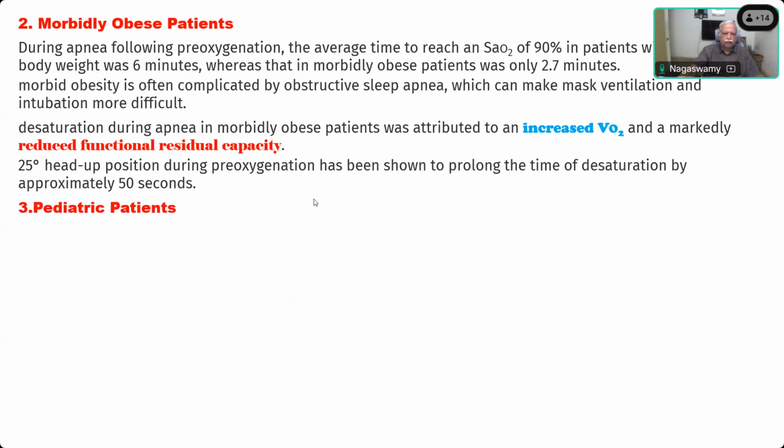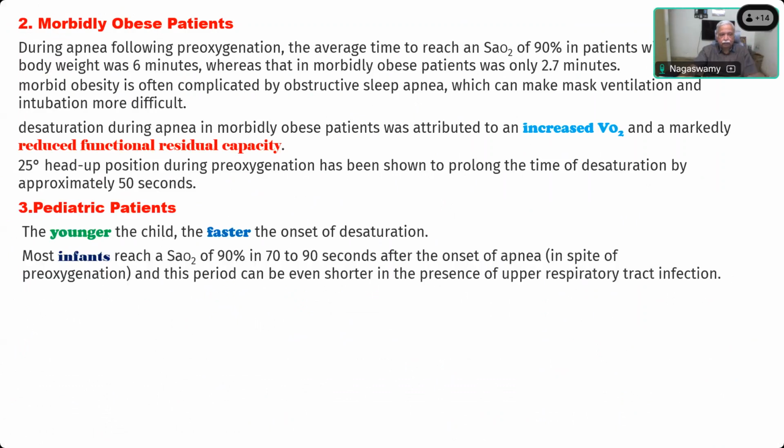The third category is pediatric patients. Younger the child, faster the onset of desaturation. So, and the chances of bradycardia and arrest. So, in infants, saturation of 90% is reached in 30 to 90 seconds after the onset of apnea in spite of pre-oxygenation.